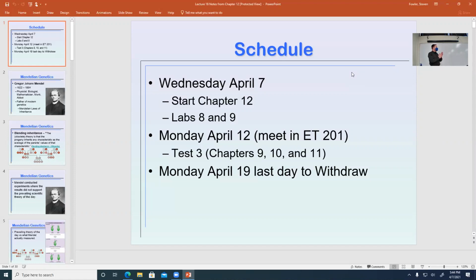We'll do labs 8 and 9 tonight. Good news, these are labs that are along with the material from chapters 10 and 11. This is mitosis and meiosis labs tonight. So we've gotten through the labs that were material that we've already tested over. Now we'll start labs on material that we're working on right now. So that's good news.